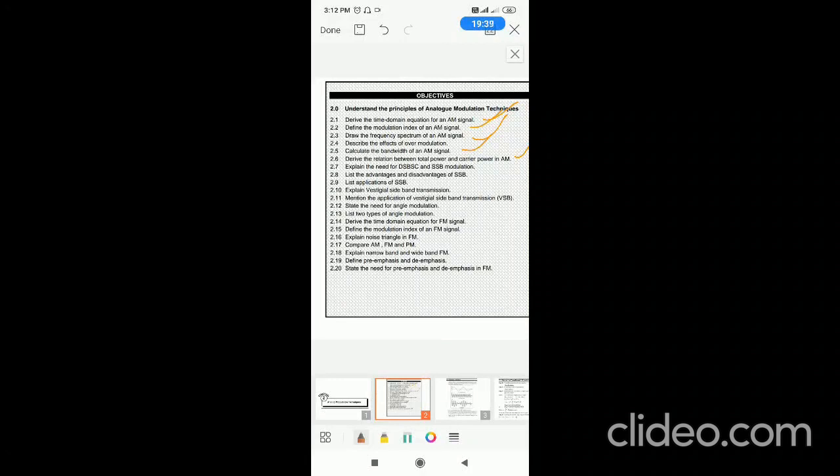In the next class we will be discussing the comparison between AM, FM and PM, the types of FM, and what is the need of pre-emphasis and de-emphasis, and what are their definitions, right?